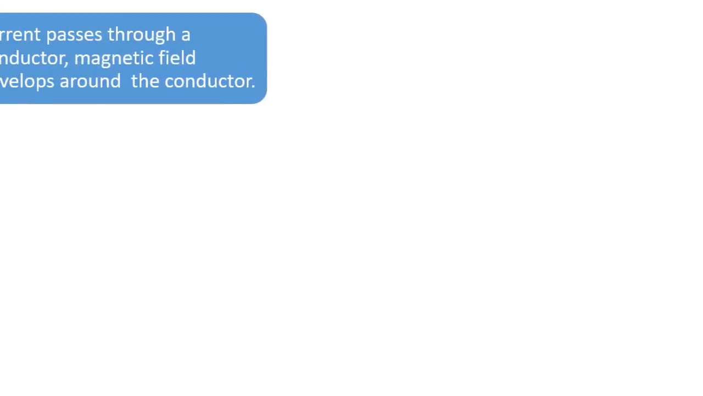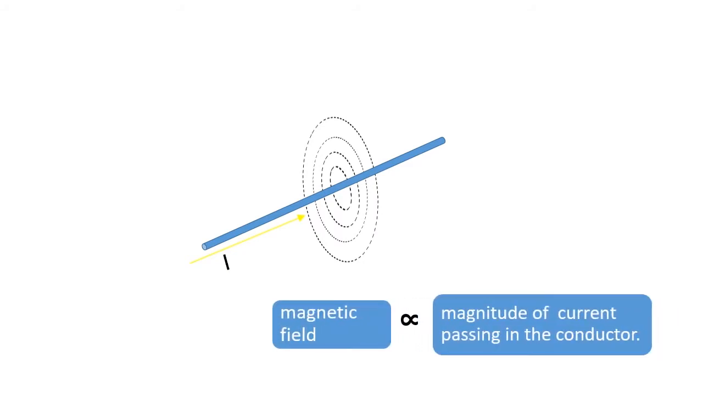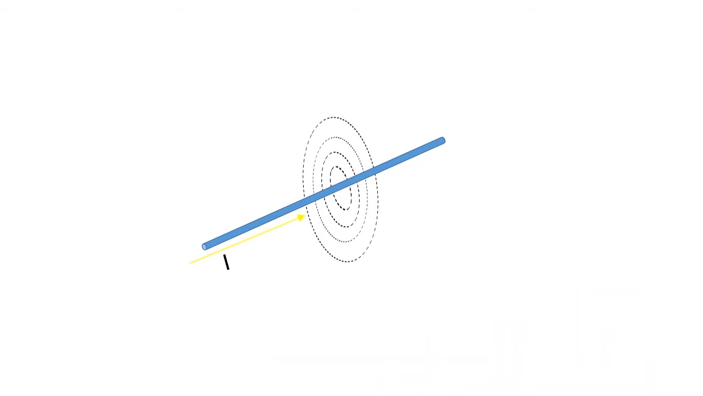To understand the working of an inductor, let's first look into some basic concepts. When current passes through a conductor, a magnetic field develops around the conductor. Here is a conductor, and current is passing through it, and a magnetic field develops around it. Now, if we increase the current, the magnetic field gets stronger. So, we can say that the magnetic field developed is directly proportional to the magnitude of current passing through the conductor. The direction can be determined using Maxwell's right-hand rule, also referred to as the corkscrew rule.